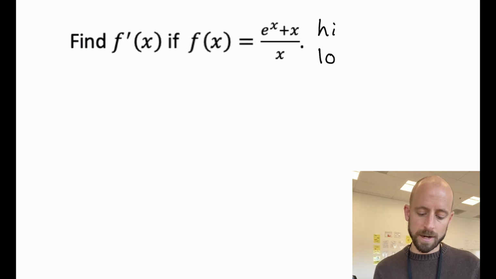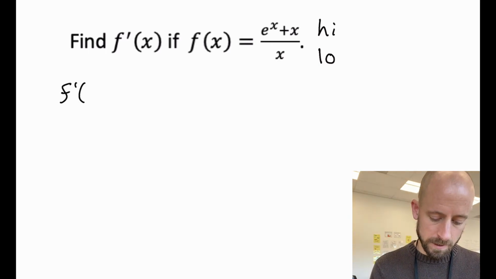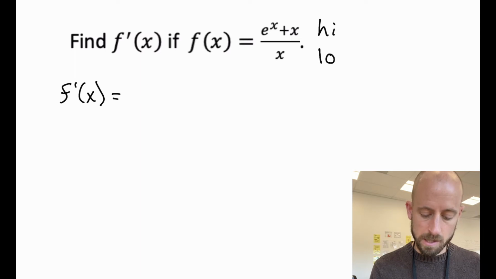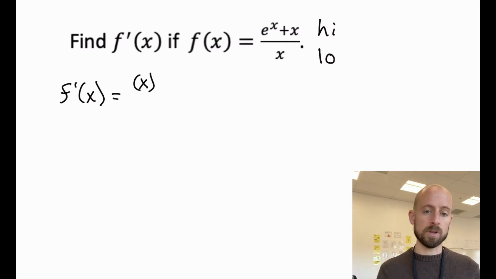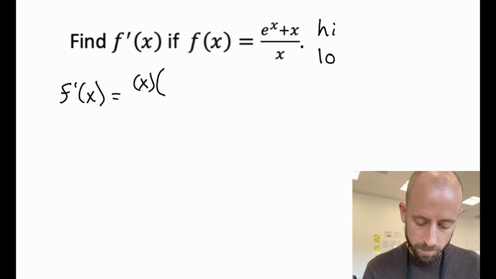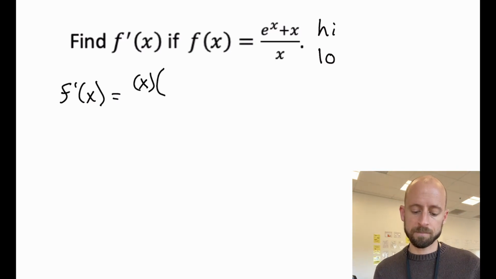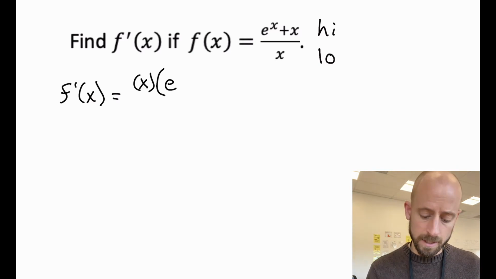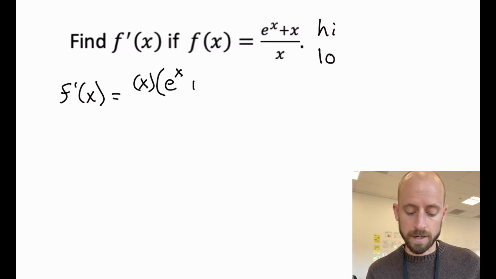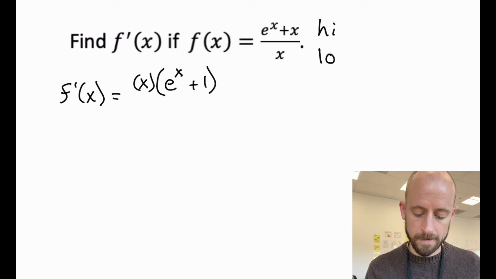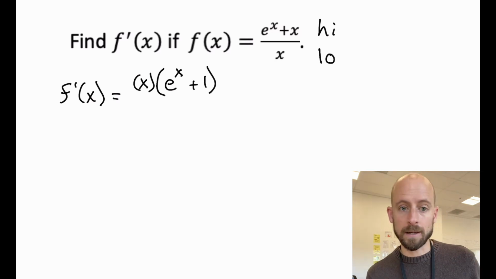All right, so I need to do the first derivative, so I'm going to write this out. F prime of x is going to be low d high, so low, which will be x, times the derivative of the top, the numerator, of high. So the derivative of the numerator here is e to the x, because e to the x is its own derivative. So when I derive that, e to the x, I get e to the x, plus the derivative of x, which is 1. All right, so that's the low d high part.